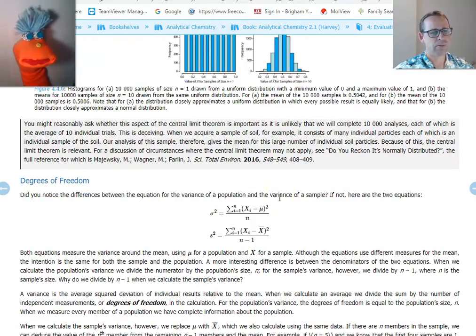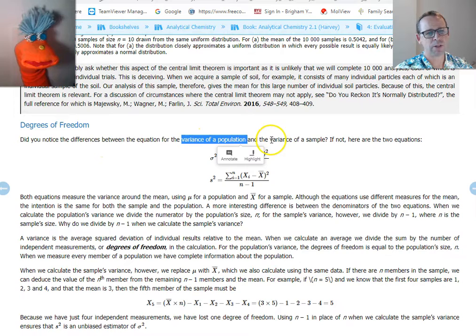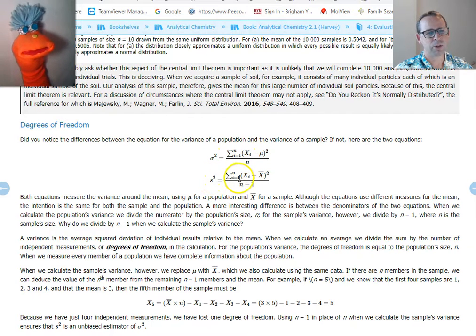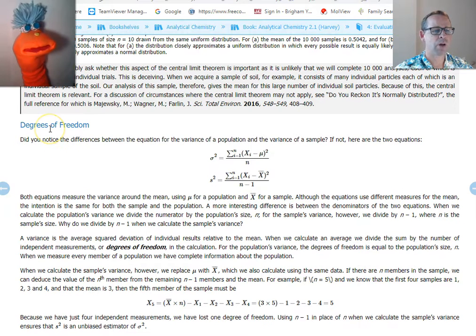All right. Now, there's a difference between the equations for the variance of a population and the variance of a sample. So this is the example of a variance of a population, and this is the example of a variance of a sample. And n is our number of measurements we make, but we have another parameter which we call n minus 1, and that is what we call our degrees of freedom.